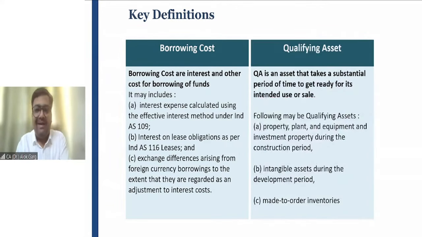And what is a qualifying asset? A qualifying asset is an asset which takes a substantial period of time to get ready for its intended use or sale. I'll discuss both the concepts in detail, but first of all, to set the context, the borrowing cost which is incurred for acquisition, construction, and production of a qualifying asset is required to be capitalized as a part of the qualifying asset. What is a qualifying asset? A qualifying asset is an asset which takes a substantial period of time to get ready for its intended use or sale.